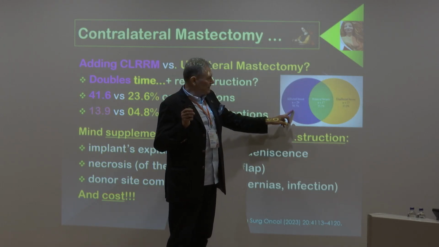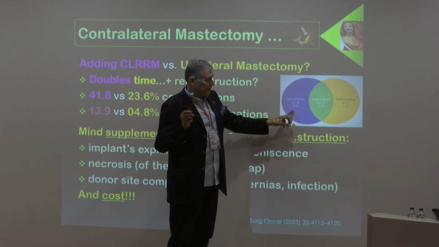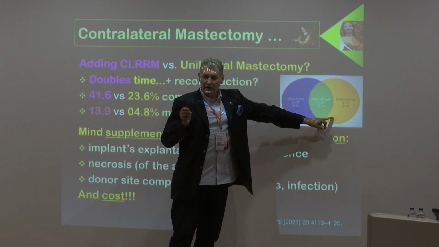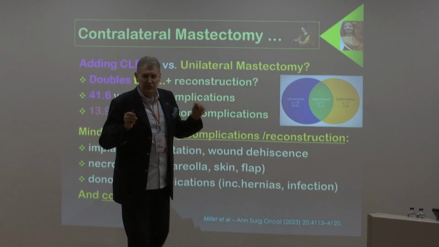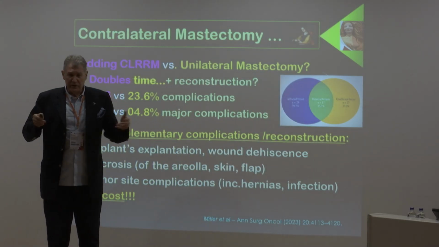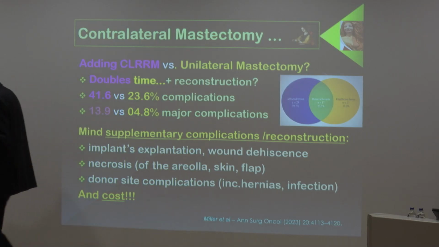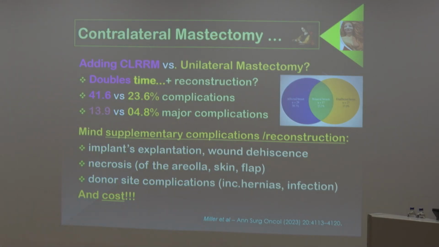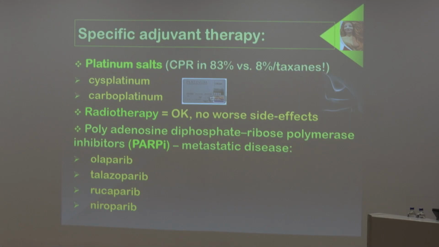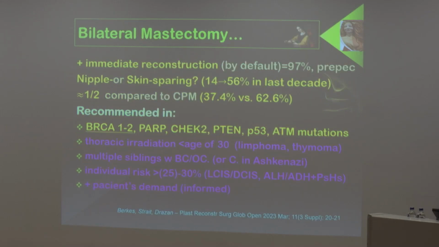The complications for the affected breast are the same for the unaffected breast. So imagine what's happening to remove something healthy and to have some severe complications. This must be taken into account. The bilateral mastectomy is followed by immediate reconstruction. By default, it's almost 100%, and it's almost always prepectoral.